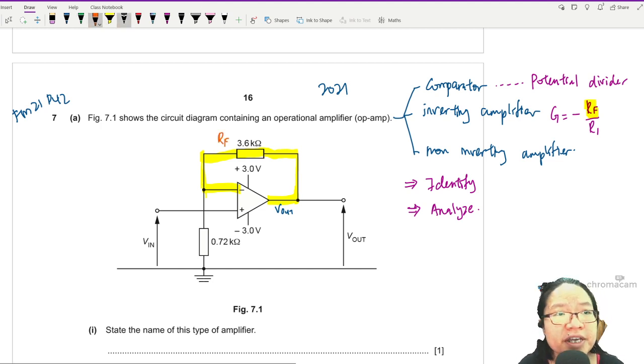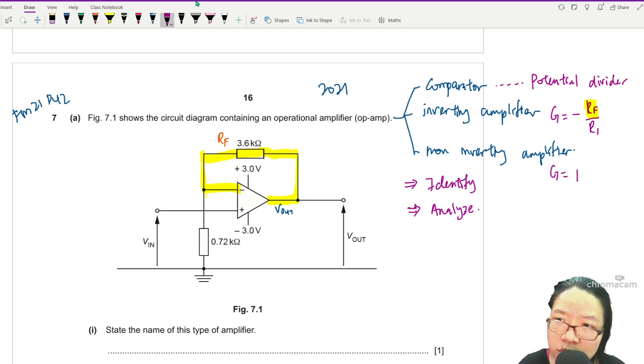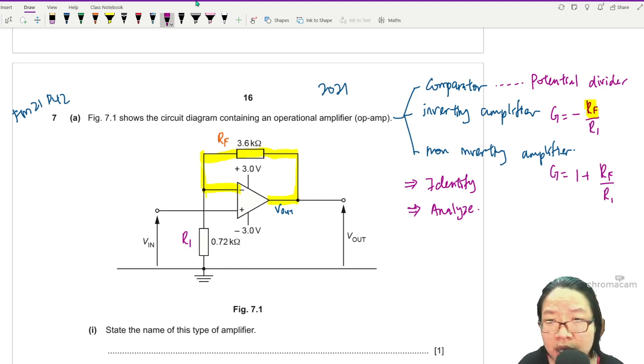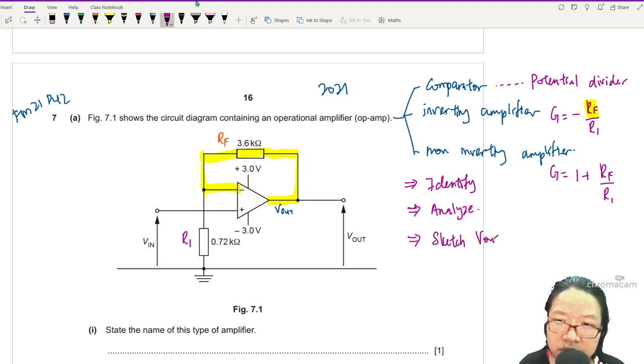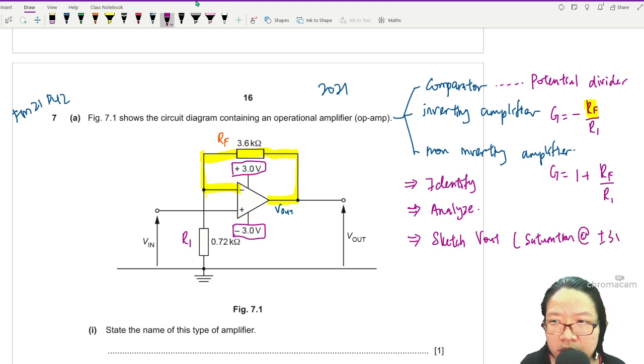For the non-inverting amplifier, your G is equal to 1 plus RF over R1. So this R1 is the other R. So how do we identify whether it's inverting or non-inverting? You check the ground, but I'll talk about that later. The third skill you need to know is to sketch the Vout. Be mindful of the saturation that is based on your power supply, this number and this number. So the saturation in this one will be 3 volt, but it's actually going to saturate at the supply voltage.